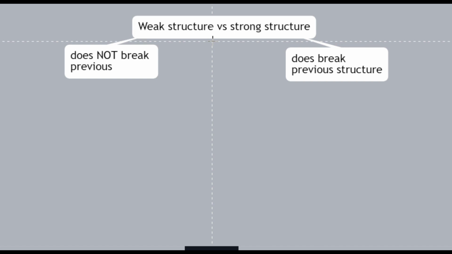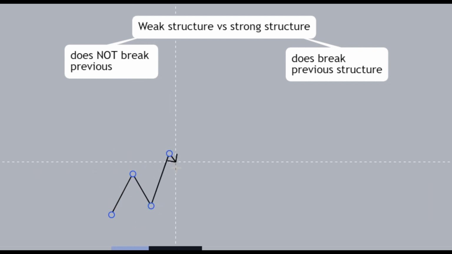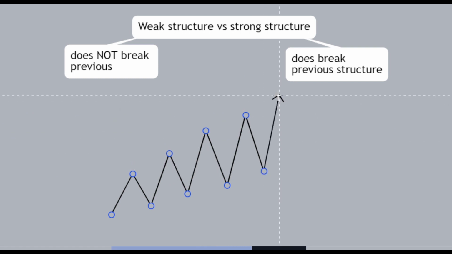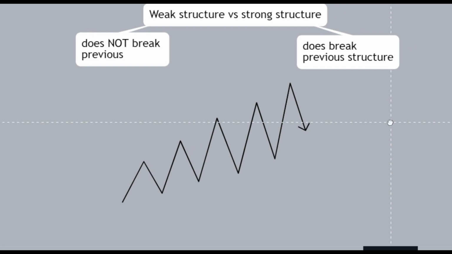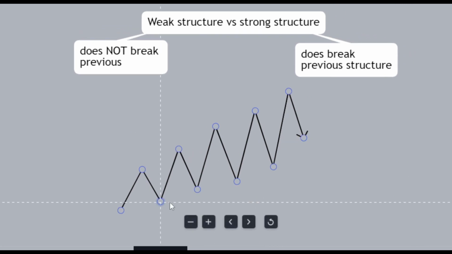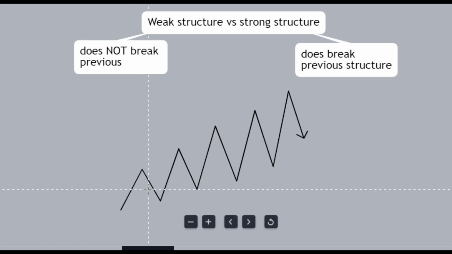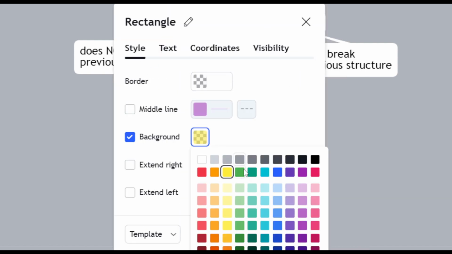If we look at weak structures and strong structures, let's start with a bullish scenario. A bullish scenario produces highs and lows and highs and lows. Let's analyze the strong structures first, because they're easier to analyze. What we have over here are higher lows. Each low represents a higher low. Let's quickly label these higher lows in green.